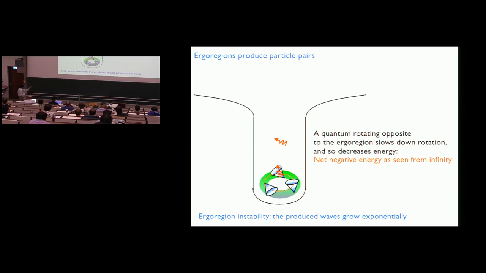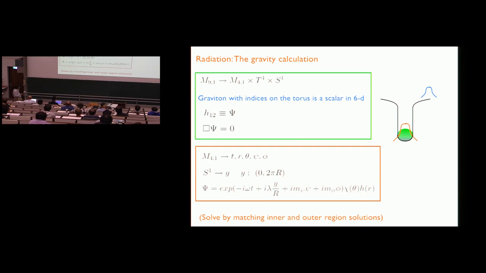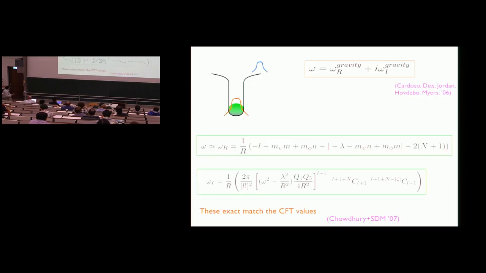Okay, so here we actually have an ergo region which happened in the geometry. So with that, you have to do a calculation of ergo region emission. Let me not take you through the details of the calculation, but just explain what you do. You take a graviton, you dimension reduce it to get a scalar field, you make an ansatz for the waves, and you have to solve the radial wave equation. Everything else you do in ansatz for Y_lm harmonics, and let's see what you get. The emission has a real part, which tells you what frequency you're emitting at, and an imaginary part, which tells you at what rate the emission rate is growing. Okay, so that's the two rates, and if you find the omega real and omega imaginary, actually these things exactly match the CFT values down to the last 2nπ.